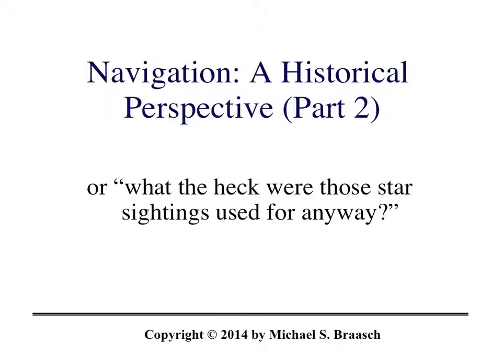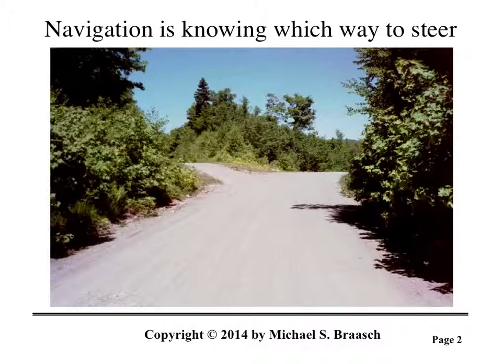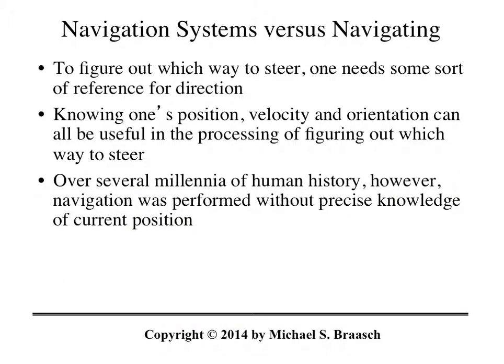So in part one, we talked about the fact that the core issue in navigation really is knowing which way to steer. When I get to the fork in the road, do I go left or do I go right? Which way do I point the boat? Which direction do I fly the airplane? That's the bottom line. Now, in order to figure out which way to steer, you generally need some sort of reference for direction. And knowing one's position, velocity, orientation can be very helpful in the process of doing that.